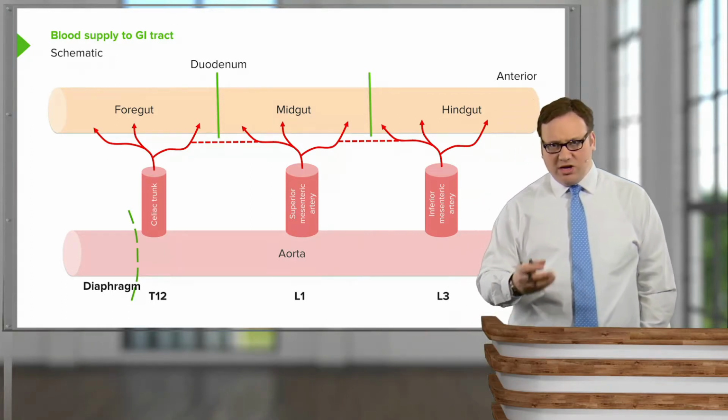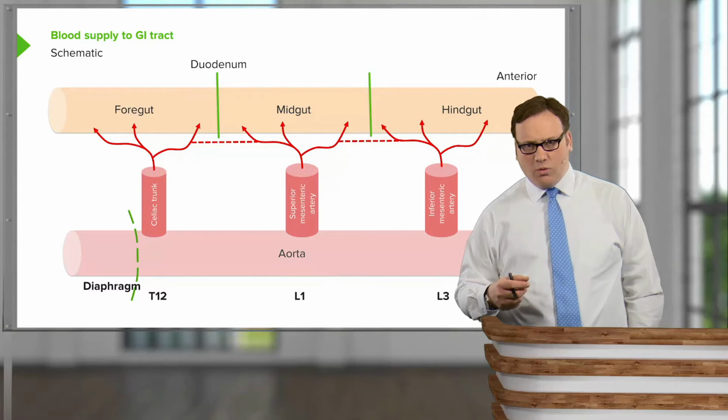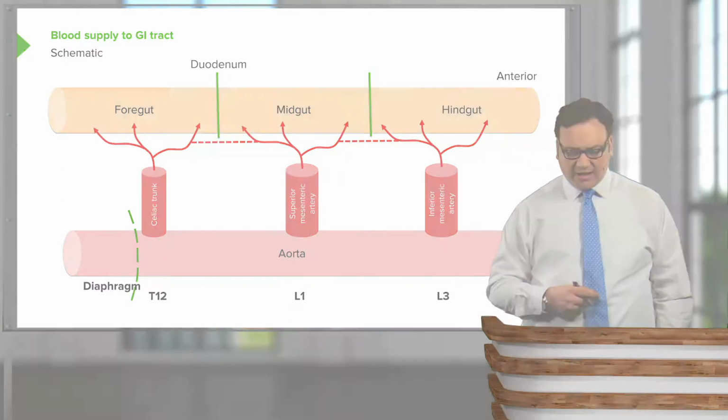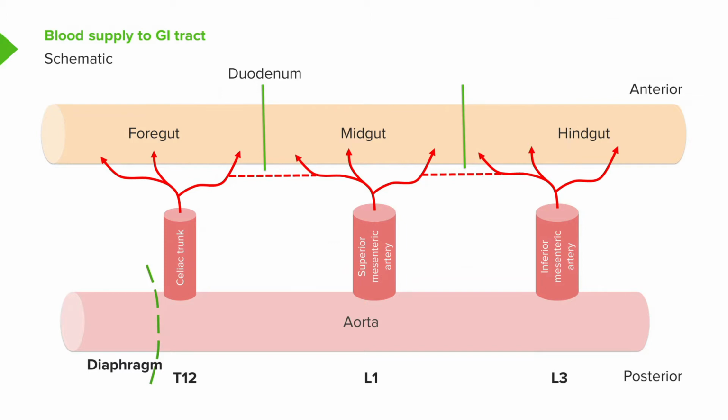And that's important when we look at which arteries supply which parts of the GI tract. So simply here in this diagram, we can see that the celiac trunk is going to give rise to branches that supply the foregut. The superior mesenteric artery is going to give rise to branches that supply the midgut. And finally, branches from the inferior mesenteric artery are going to supply the hindgut.